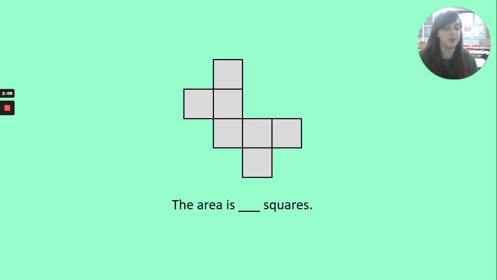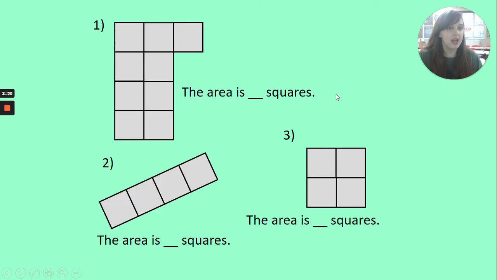So let's count along. 1, 2, 3, 4, 5, 6, 7. If this were me and I were doing this at home, I would cross off the squares as I go to make sure I'm not counting any squares twice, to make sure I'm not missing any squares. Here are some more shapes. Let's have a go at these.